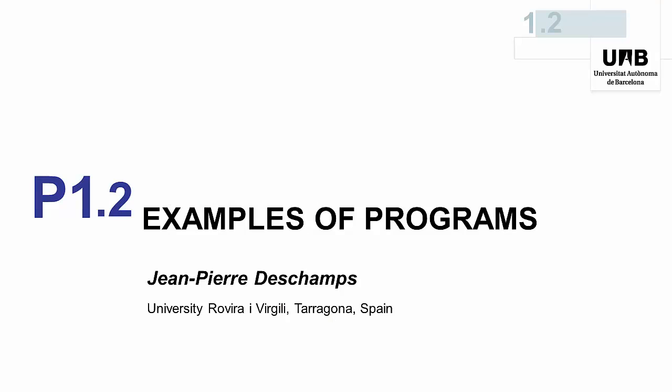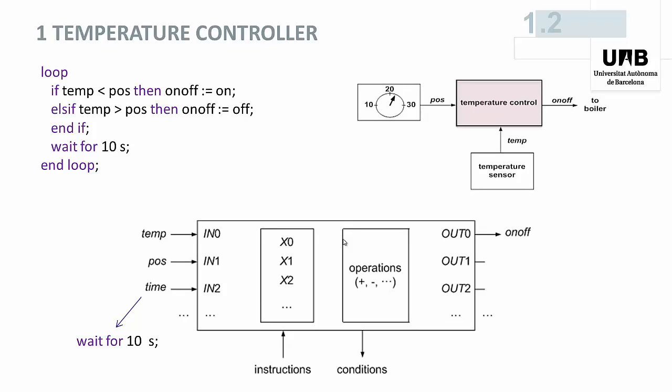Let us continue with the description of our processor, using for that the two examples of the first lesson. The first example was a temperature controller executing this algorithm. Observe that the algorithm has been slightly simplified. We have assumed that the temperature accuracy is equal to 1 degree instead of half a degree.